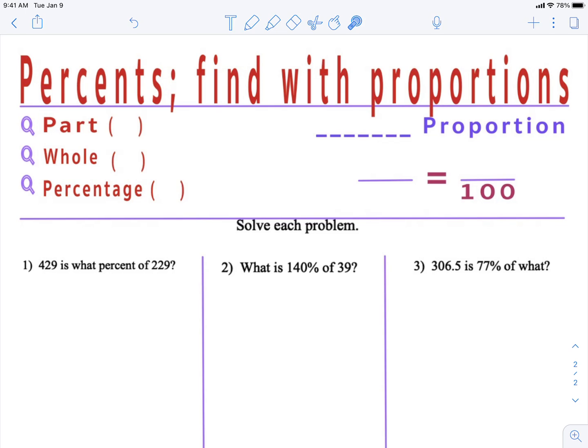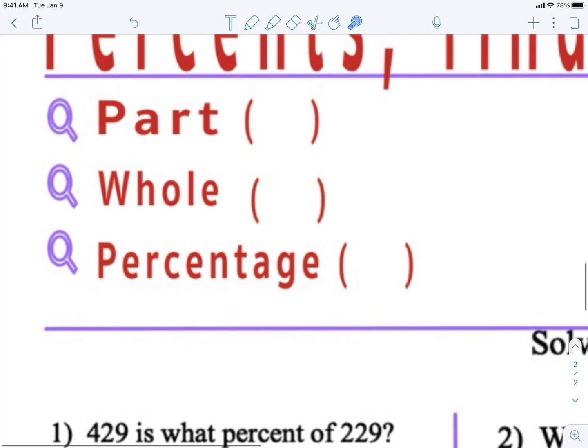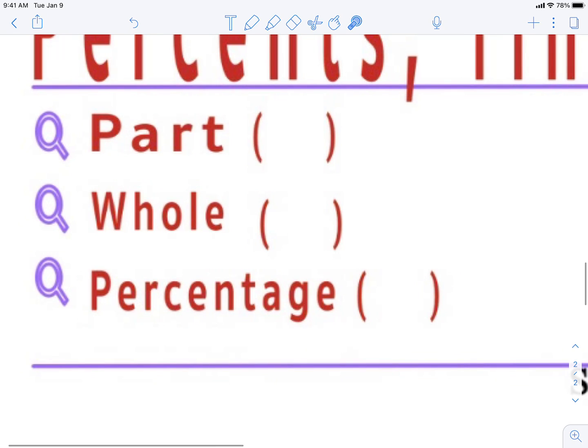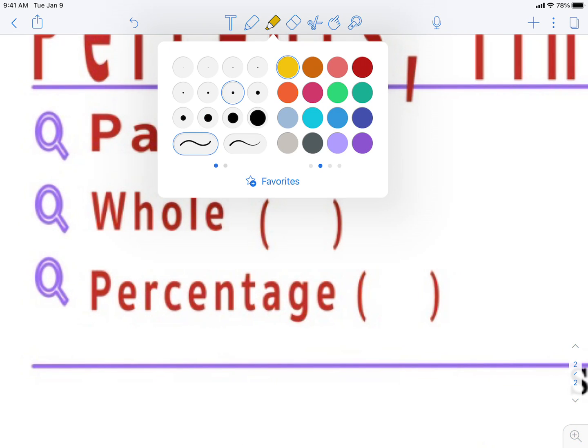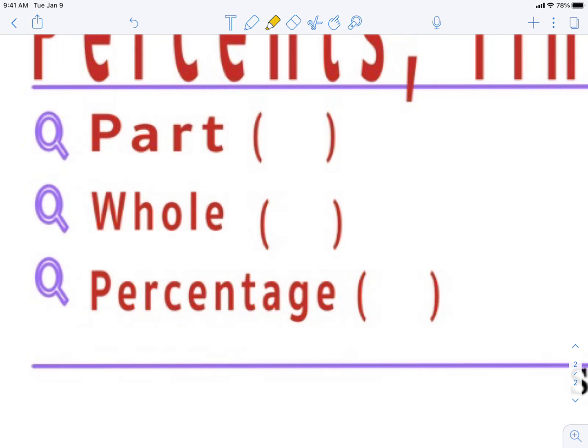So make sure you have your paper and your pencil out, ready to copy down these notes. Pause if you have to, if I'm going too fast, rewind if you miss something. Here we go. All right. So there are three things that we need to know about this lesson. The first word that we're going to learn is part.